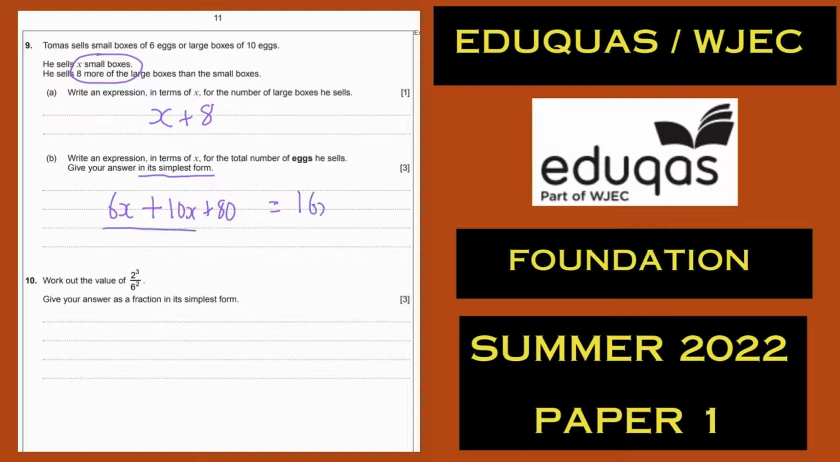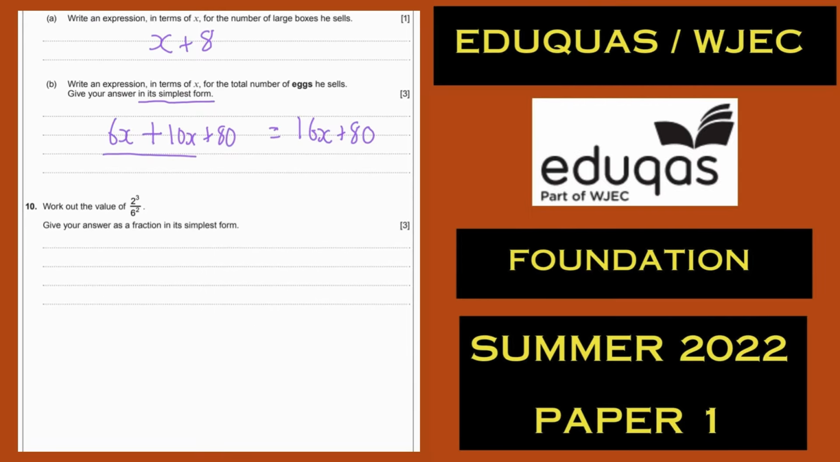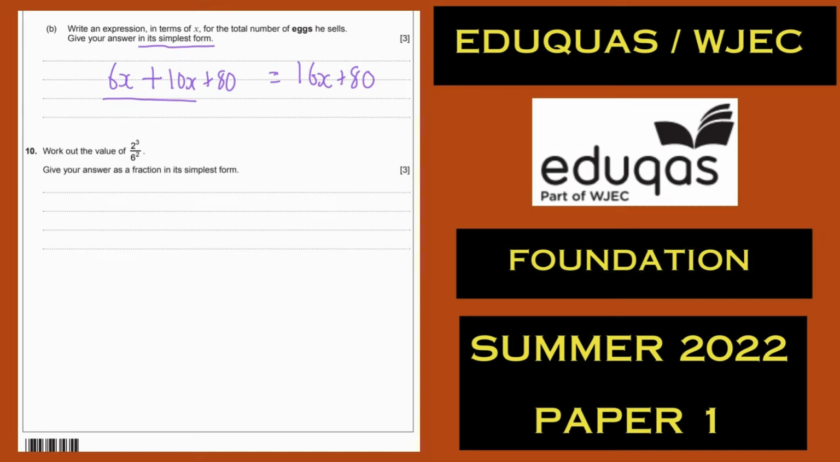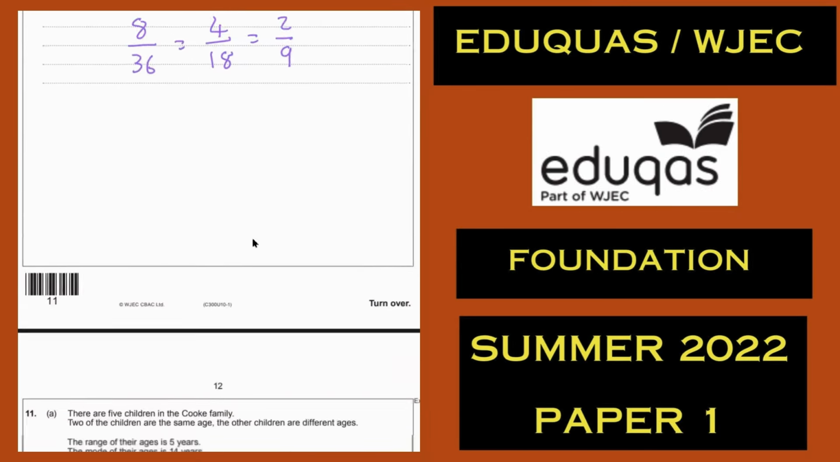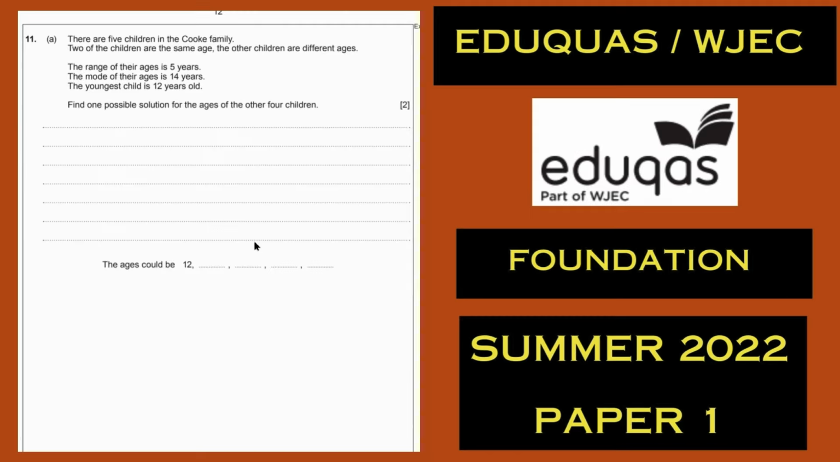Simplify your X terms. That's your 3 marker. 16X plus 80. Number 10, you could try pre-cancelling. I wouldn't bother. You've got 2 cubed on top, 2 times 2 times 2. You've got 6 squared on the bottom, 6 multiplied by 6. And keeping it simple, now you can cancel down. They're both even, halve them. They're both even, halve them. But there are a few ways of getting to that answer. As long as you get to it, it's all good.